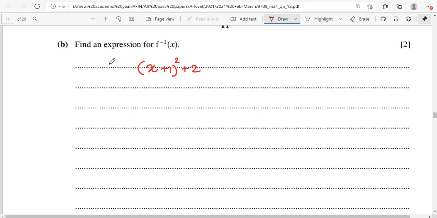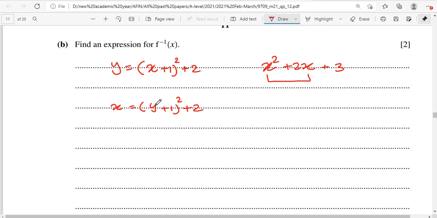Why do we need to use completed square? Because in completed square we have only one x, but if we use x squared plus 2x plus 3, since we have two x's, it's going to be very confusing to get rid of them, to make y the subject again, and you'll see why. Okay, step 1, to find the inverse, we just replace x by y, so x is equal to (y plus 1) squared plus 2. Now the actual inverse happens when we make this y the subject again.